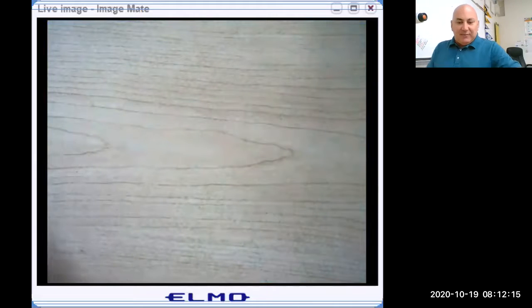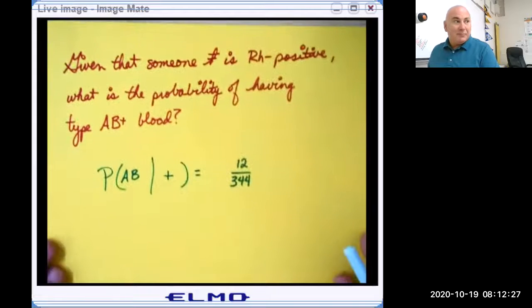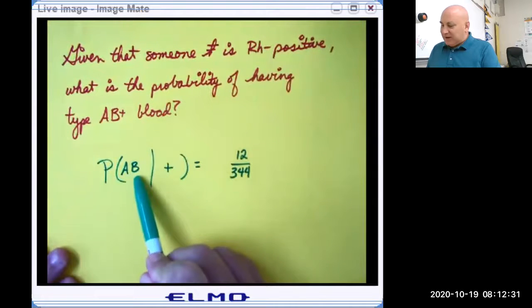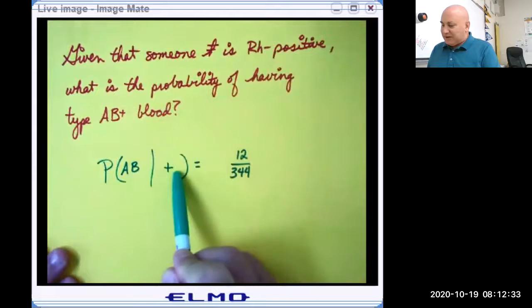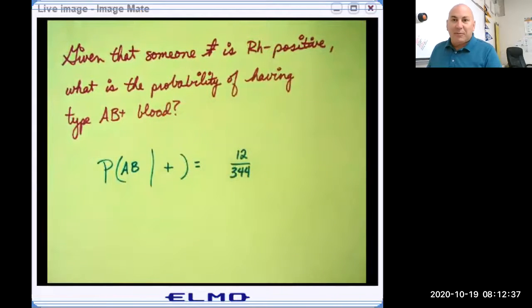Now, given that somebody is Rh positive, what is the probability of having type AB blood? Stop the video and figure that out on your own for a moment. So what is the probability that somebody has type AB given that they're Rh positive? There's your probability.